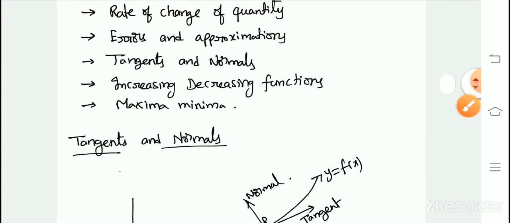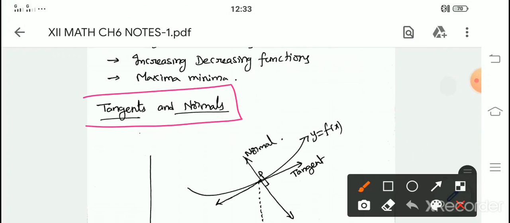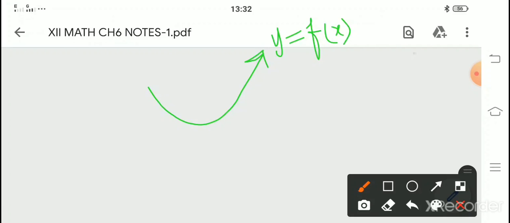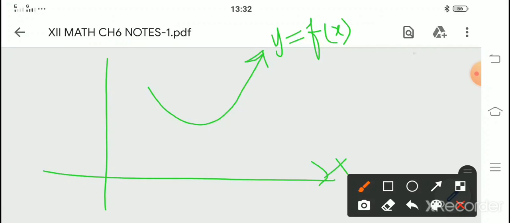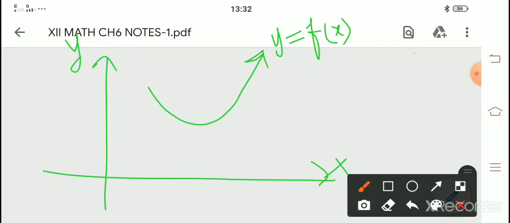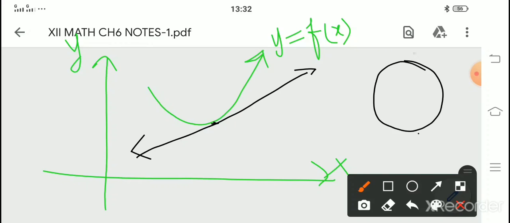So the first concept: what are tangents and normals? What is a tangent, what is a normal? First of all, what is a tangent? If you take a curve like this, y is equal to f of x, with the y axis and x axis. Remember, a tangent is a straight line which touches the curve at only one point. Like in 9th and 10th standard, you had tangents to a circle, a line which touches the circle at one point.